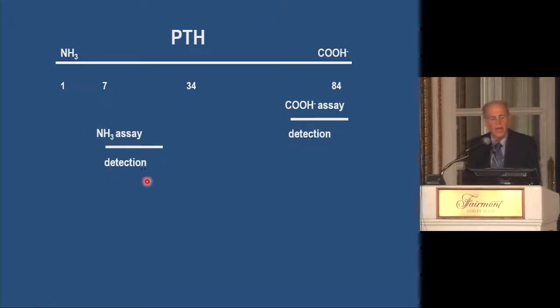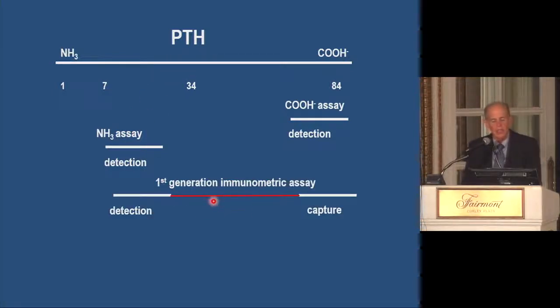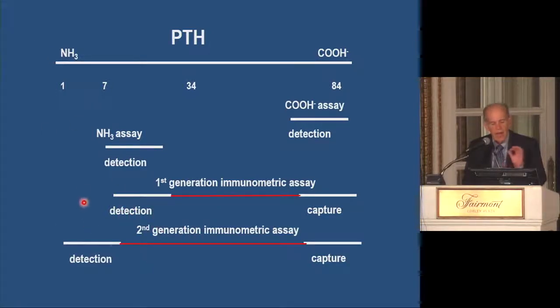The amino terminal assays were a bit better, but suffered from the fact that there's a lot of waste product here that isn't biologically active, but some of it includes what's detected, so it's not a good assay. The first generation immunometric assays had a capture on the carboxy side that would latch on first, and then you'd have the detection on the amino terminal side. These assays have gotten better, and how they've gotten better is the capture.